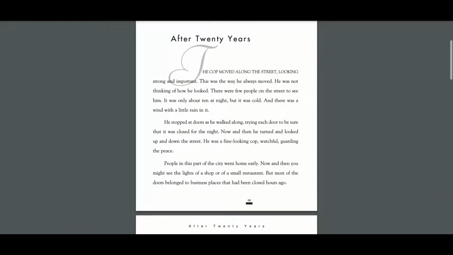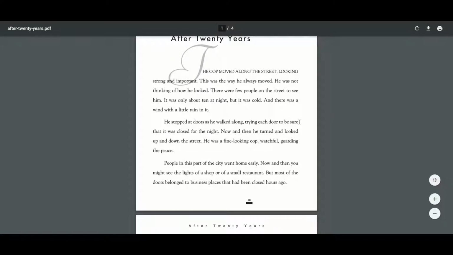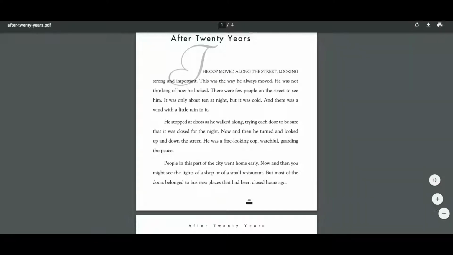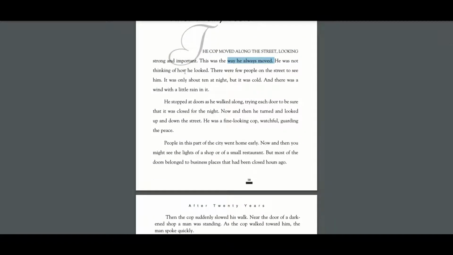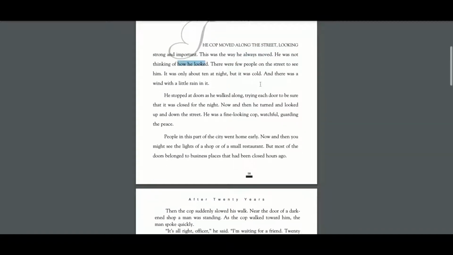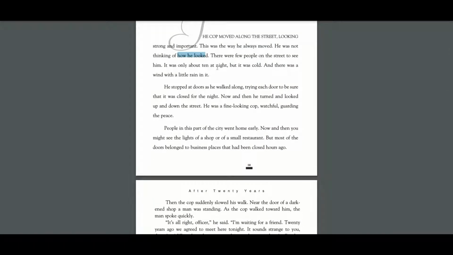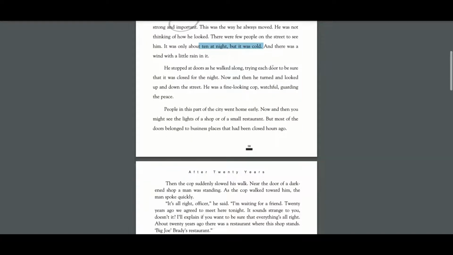As you're reading through After 20 Years, I want you to notice that the exposition is really quite long. So we talk a lot about this police officer, this cop. He's strong and important. It was the way he moved. He was not thinking of how he looked. There were few people on the street to see him, so it was 10 at night and it was cold. So we've got our setting, we've got at least one of our characters.